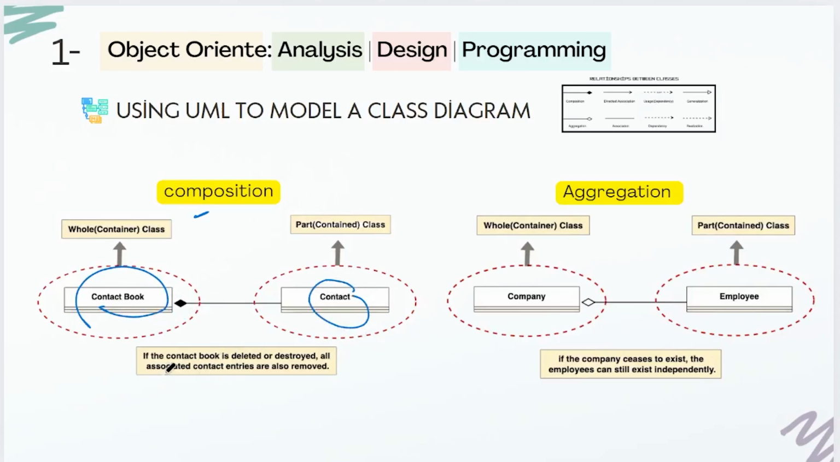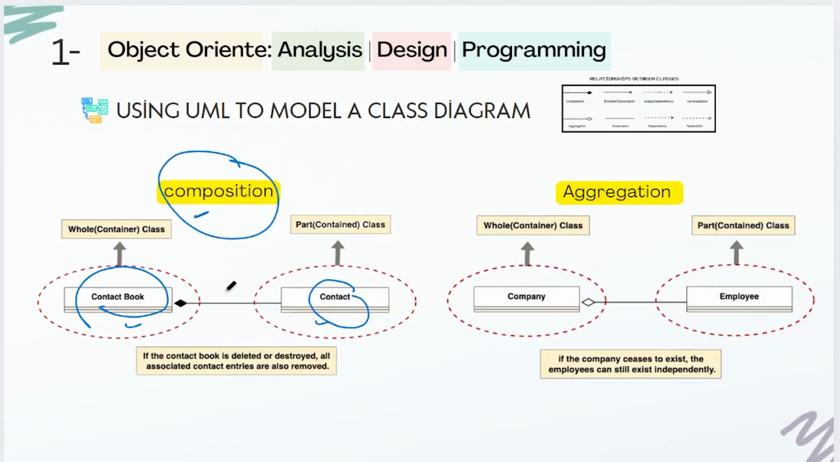Now we know that it's very important that the contact is inside the contact book. But what happens if the contact book is deleted? Imagine for some reason the whole contact book is deleted, then you can expect every contact that was associated to this contact book will also be deleted. That means this is dependent on this. And that is the meaning of composition, which is dependency.